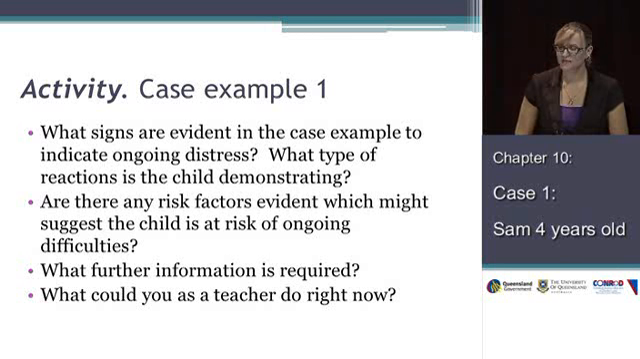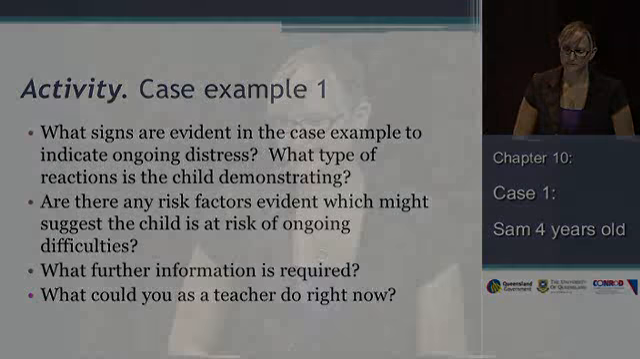The questions that we want you to answer in particular are: what sort of signs are evident in the case example to indicate ongoing distress? What type of reaction does it seem that Sam is experiencing? Are there any risk factors evident which might suggest that the child is at risk of ongoing difficulties? So have a think back to section 1 where you learnt about trauma reactions and the type of risk factors that might make it more or less likely that the child will develop ongoing difficulties. Also have a think about what further information might be required and what could you as a teacher do right now. Now's a chance to stop the recording and have a go at case example 1.